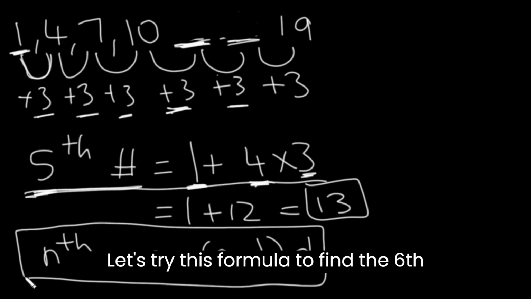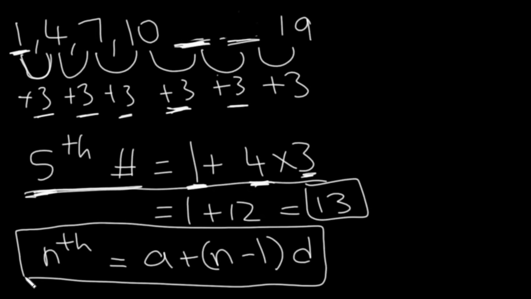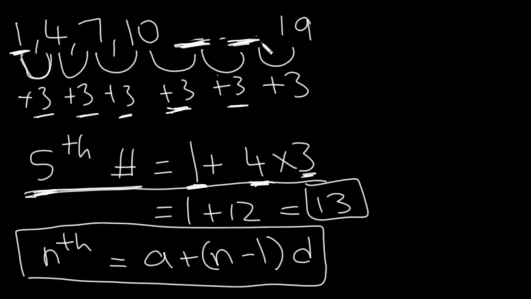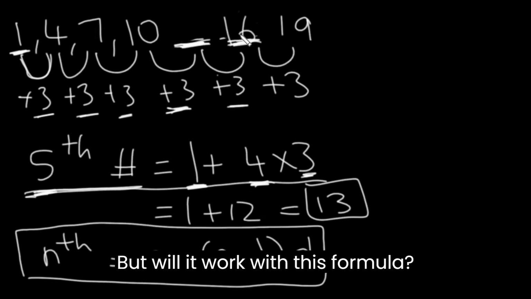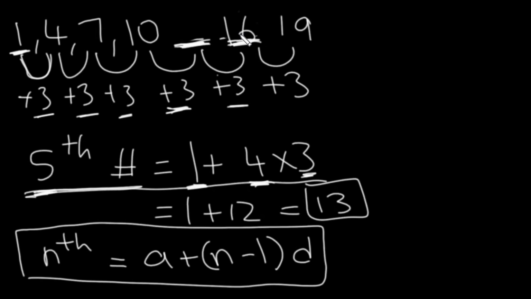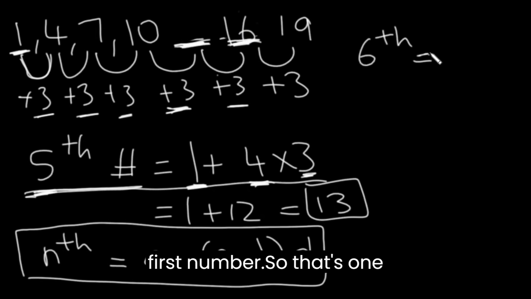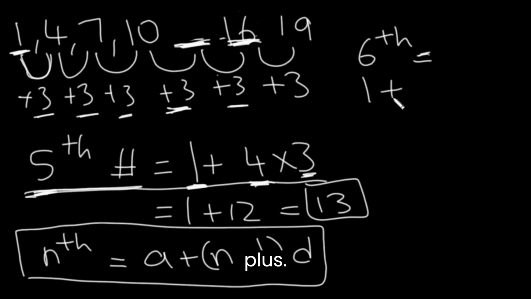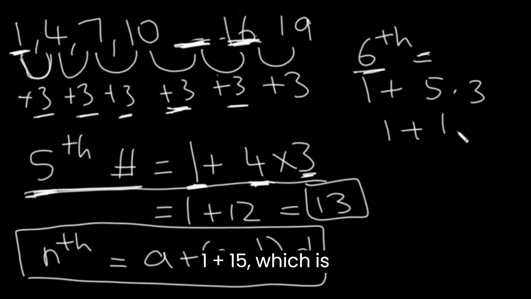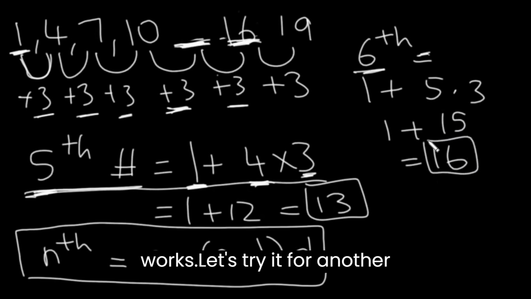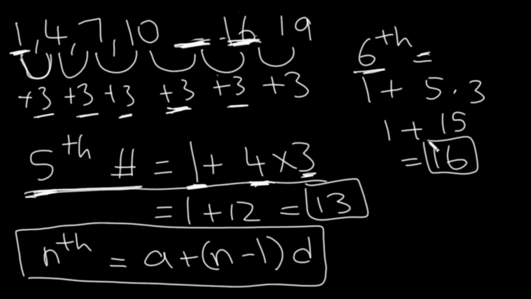Let's try this formula to find the sixth number. So the sixth number, as we know, is 16. But will it work with this formula? So the sixth number will be the first number, so that's 1, plus 6 minus 1, so that's 5, times 3. This is 1 plus 15, which is 16. The formula works. Let's try it for another sequence.